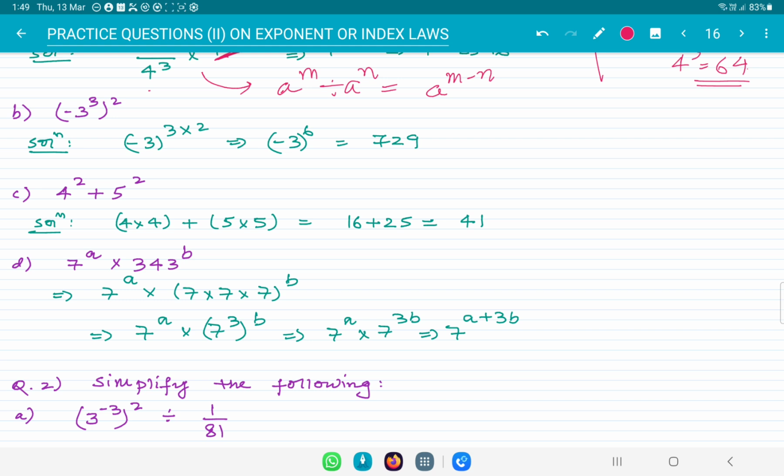Second question is minus 3 raised to the power 3, whole raised to the power 2. We write whole raised to the power when a bracket is also there. Which index law will we use here? a raised to the power m, whole raised to the power n, equals a raised to the power m into n. Here the base is minus 3. So minus 3 whole raised to the power 3 into 2. As we know, 3 into 2 is 6, so this becomes minus 3 raised to the power 6.